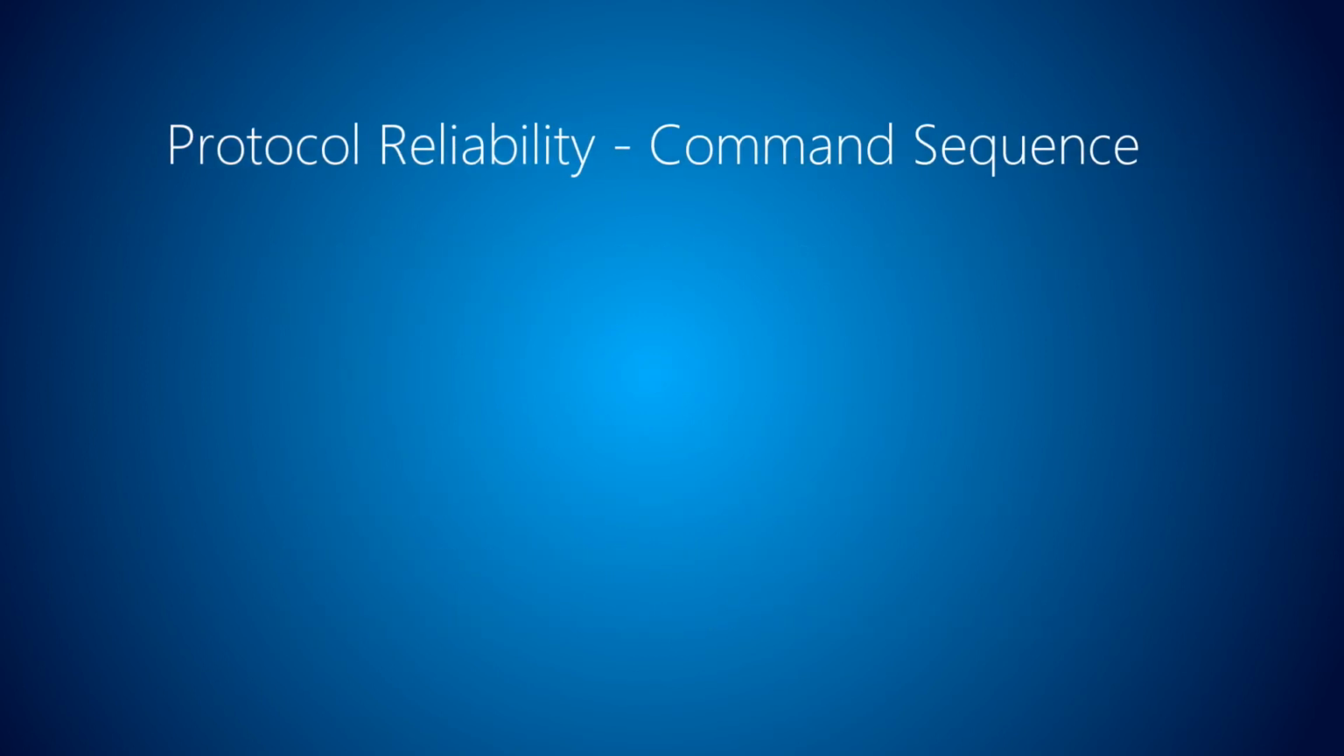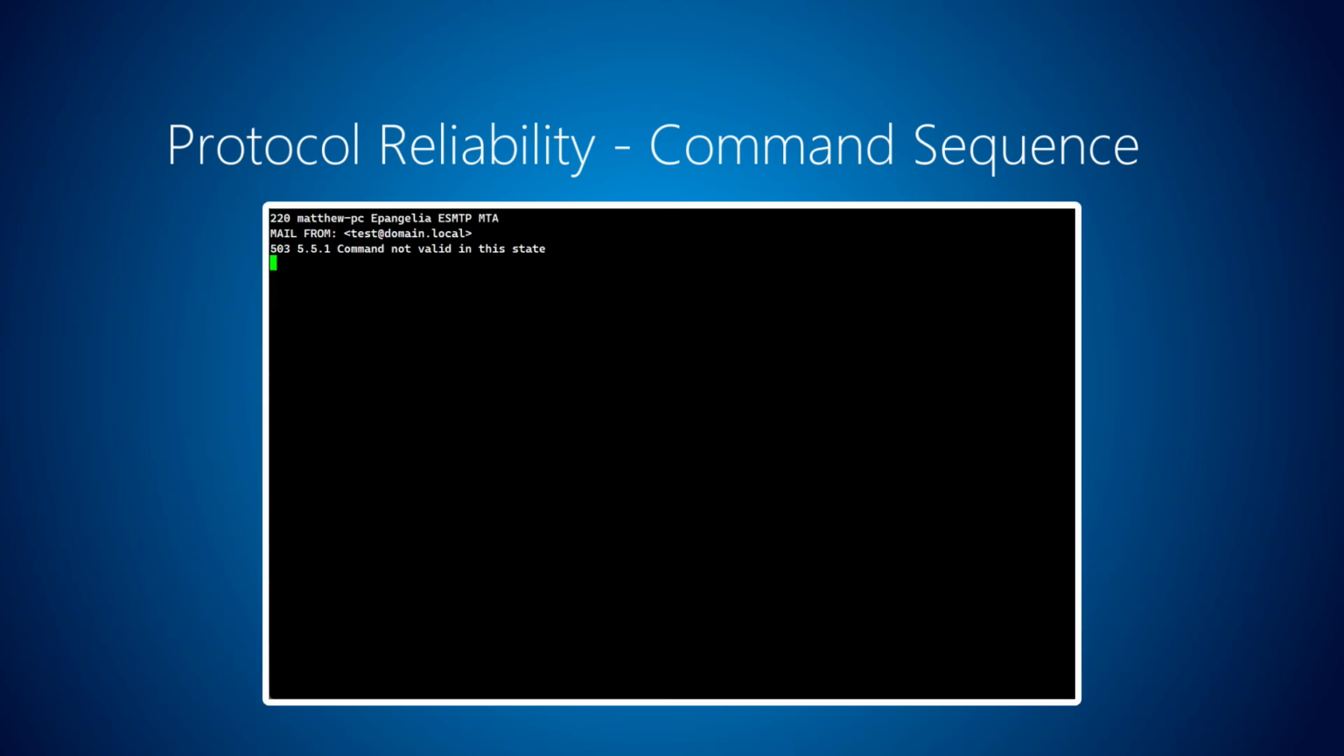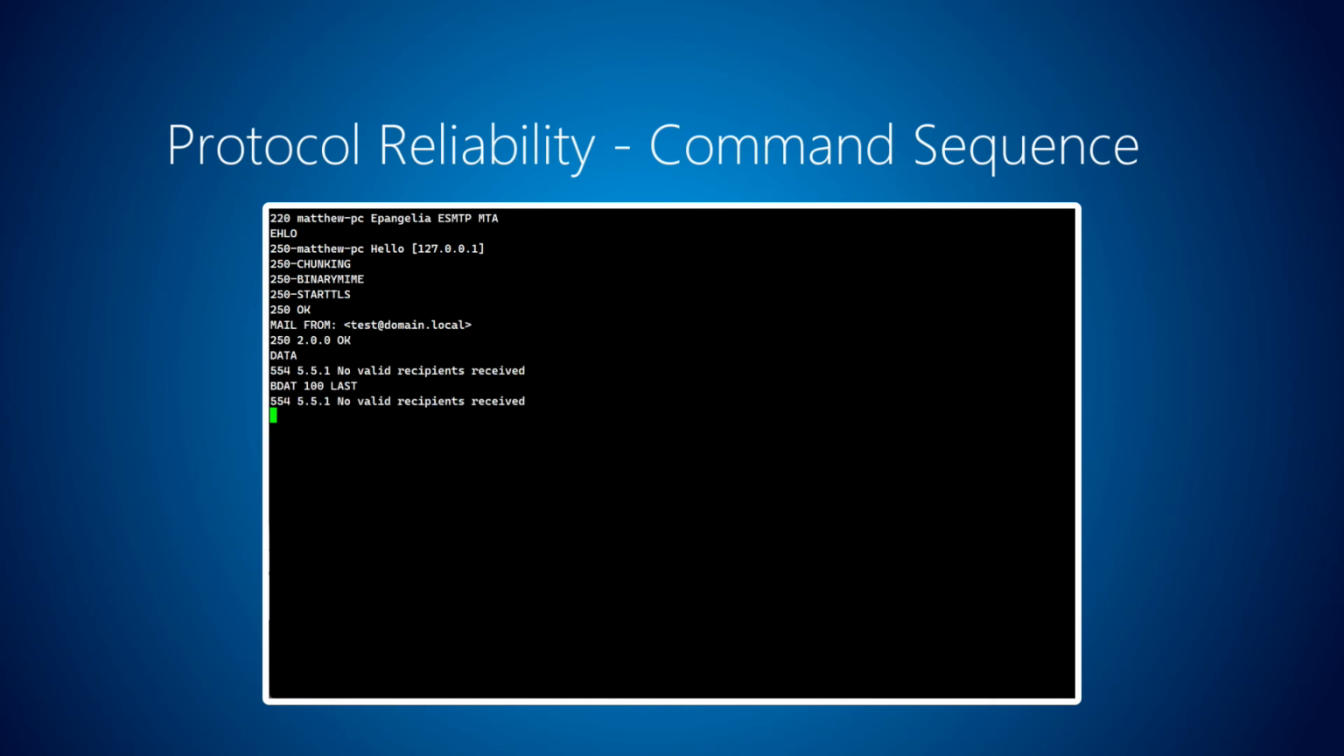Now that we've seen the normal sequence for sending a message using SMTP, let's see what happens if we try to send commands in a different sequence. If we send MAIL FROM before the EHLO command, we're told that the command is not valid in the current state. The same thing happens if we try to send RCPT TO before we've sent MAIL FROM. If we try to send DATA or BDAT before we've sent at least one recipient, we're told that no valid recipients have been received.